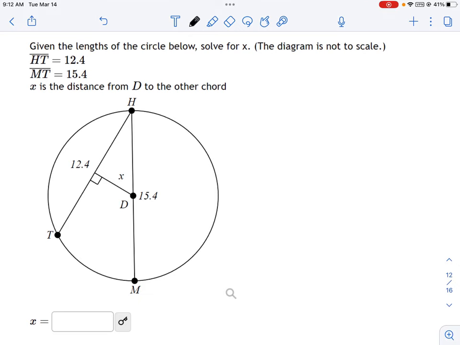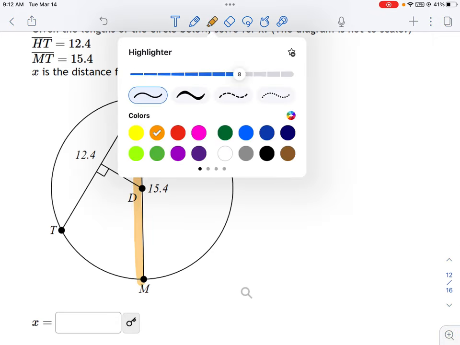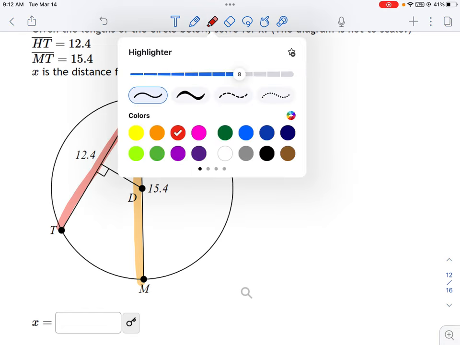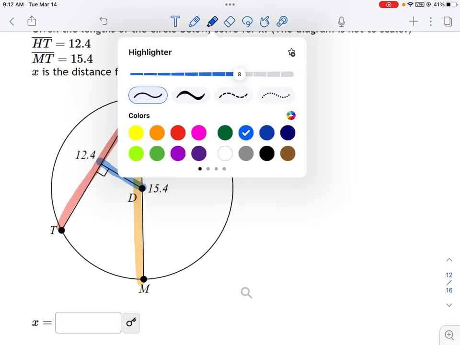So first off, we are given a couple of lengths in our circle. We're given that the diameter of the circle is 15.4, and we're given that the length of the chord from T to H is 12.4. And then we're asked to solve for x, where x is that little distance there from D to the chord right there.